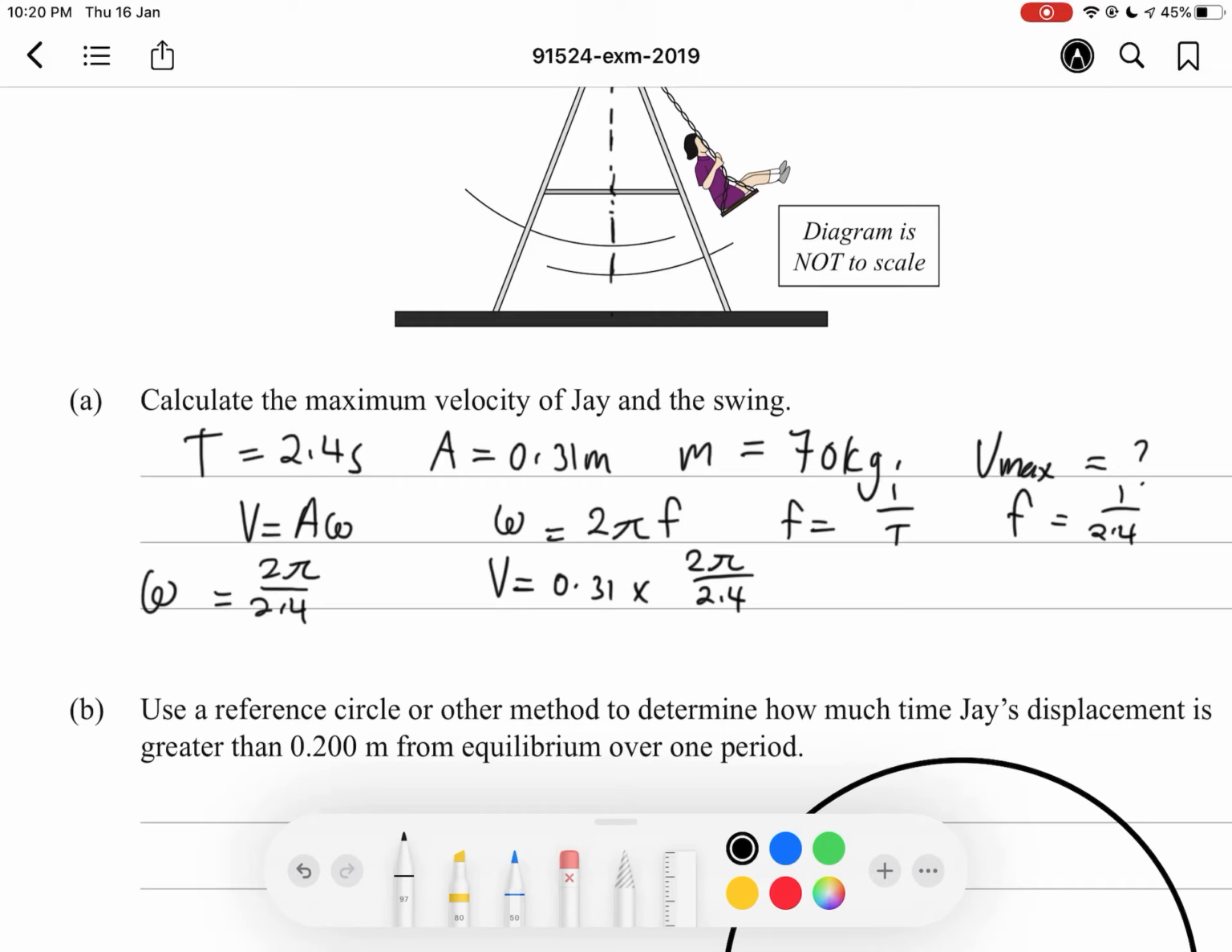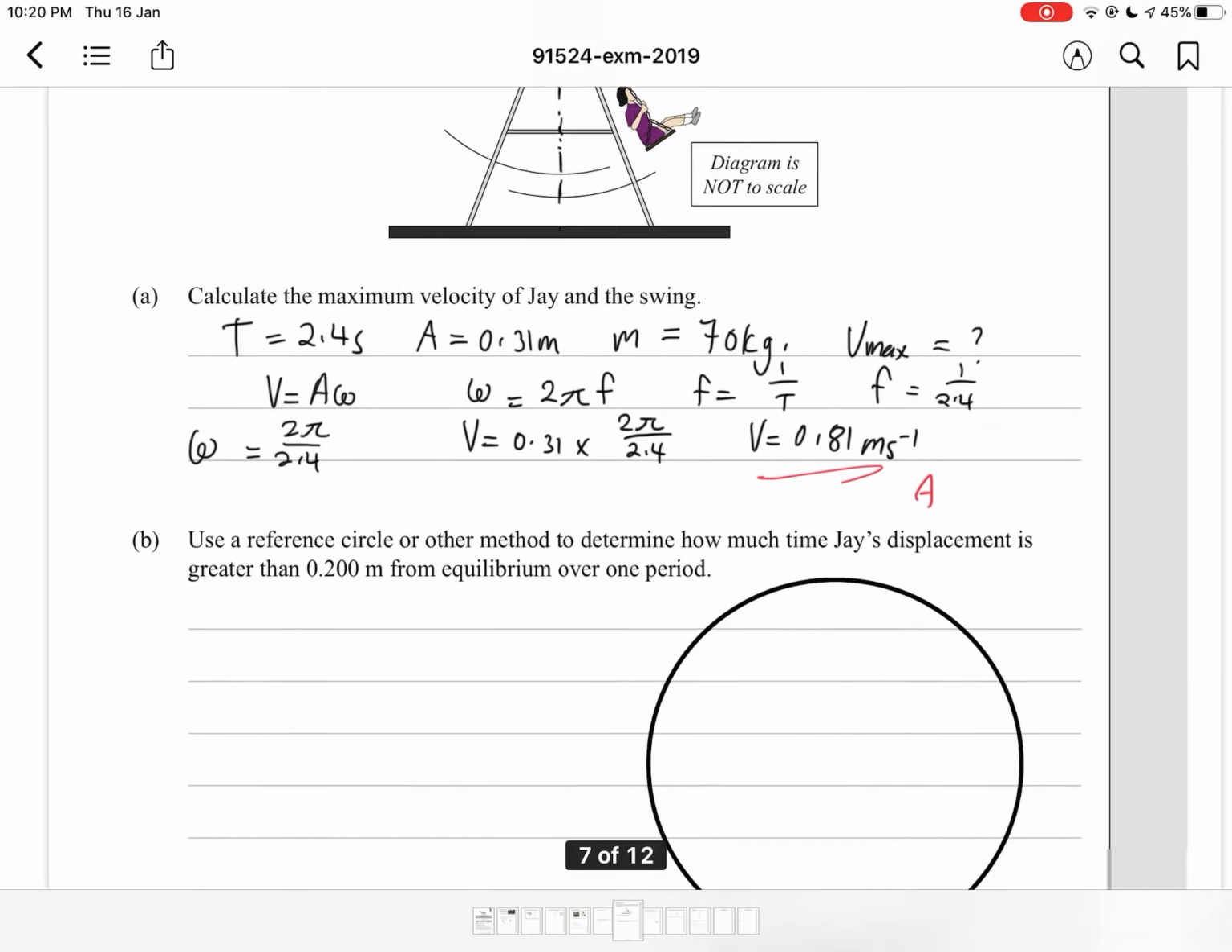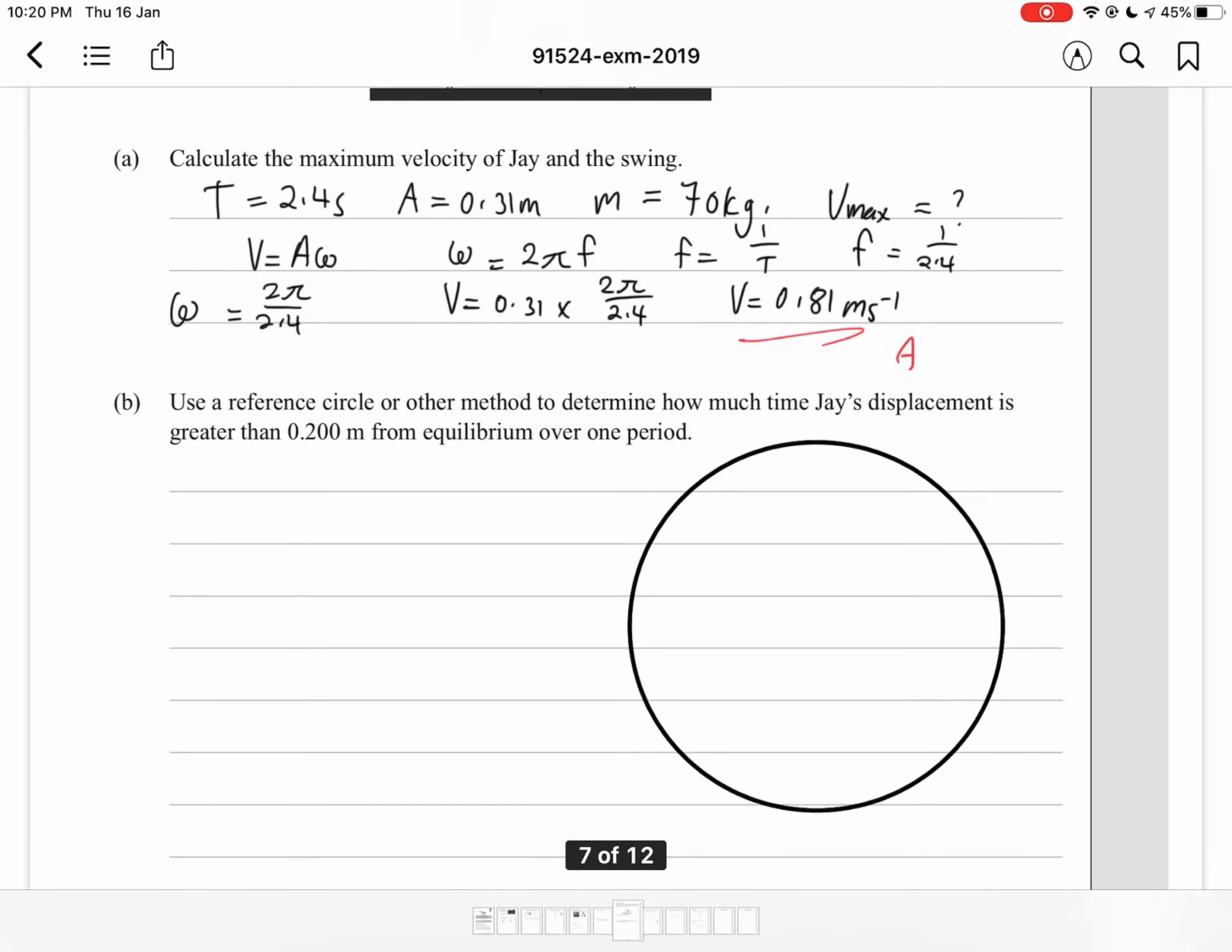And that should get you a maximum velocity of 2 pi over 2.4 times 0.31. That should get you a velocity of 0.81 meters per second. And this one is just an achieved question.